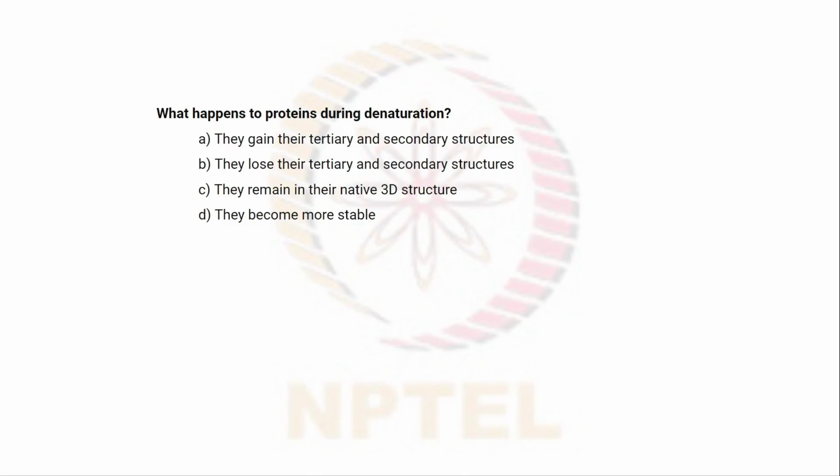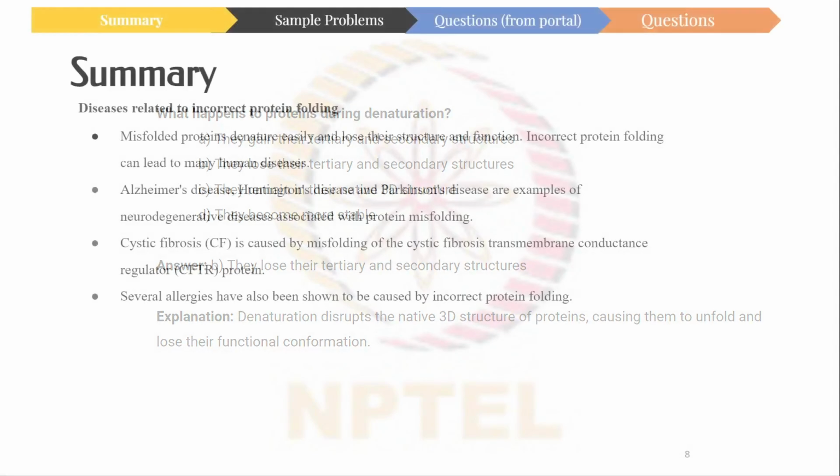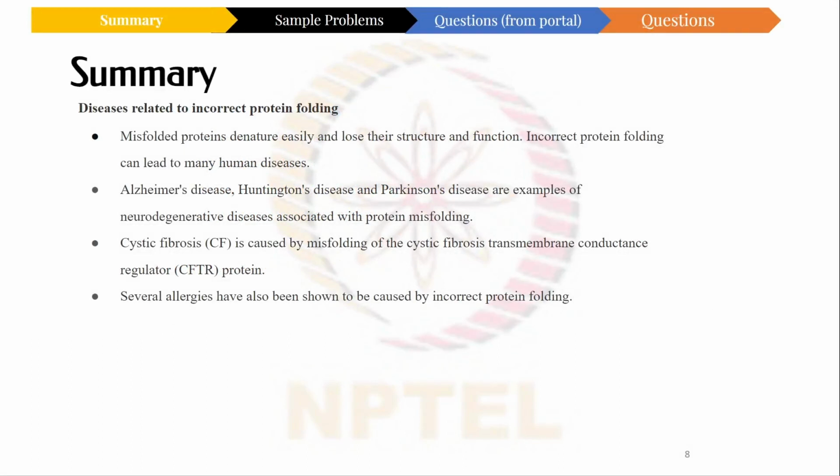Okay, thank you for the answer. So in the process of denaturation, they lose their tertiary and secondary structures. That is, denaturation disturbs the native 3D structure of proteins. So previously in the introduction we have discussed the misfolding, or not proper folding. So deviating from the proper protein folding could be devastating, causing several diseases.